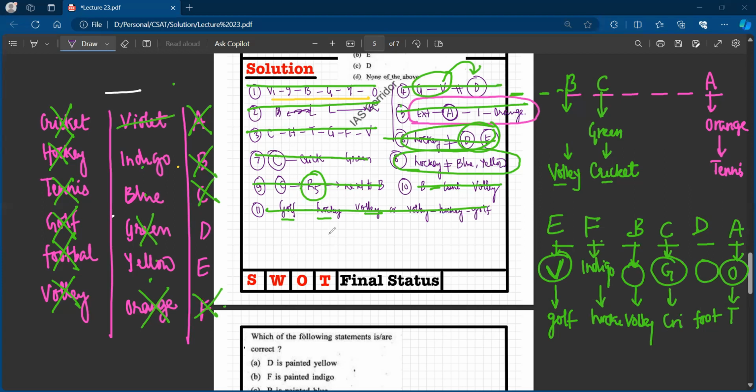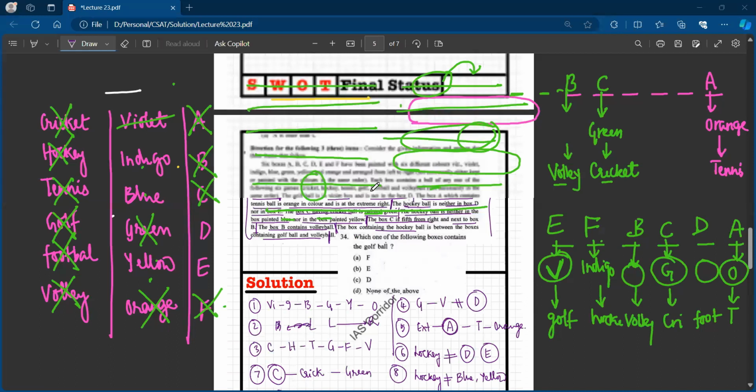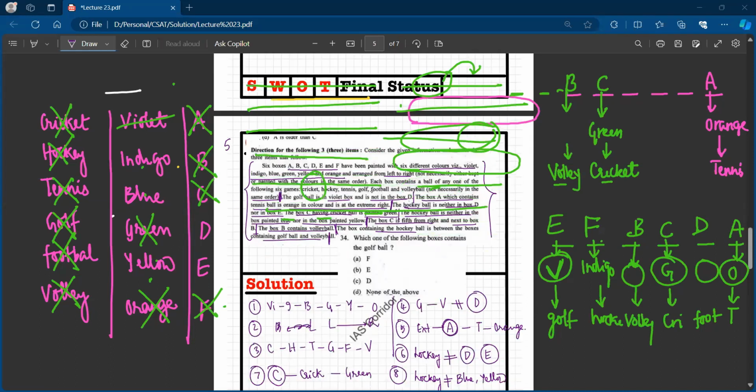You can take a screenshot of it or you can note it down and you can conclude the questions. Now see the question. Question says, which one of the following boxes contain the golf ball? See from here, this one. Golf ball is contained in E. So your answer will be E.